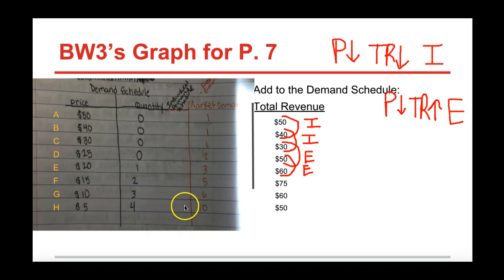Going from E to F, my price is still going down. My total revenue is still going up. Price is going down, total revenue is going up. This is elastic.